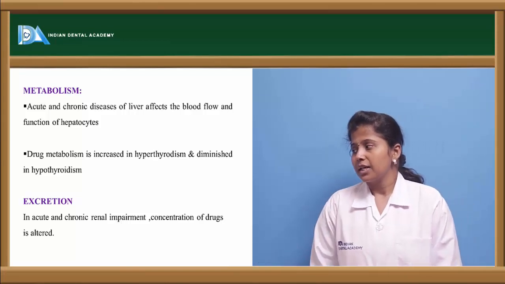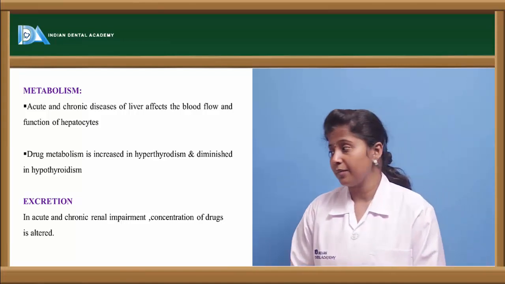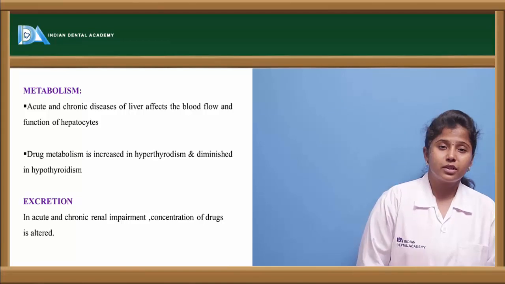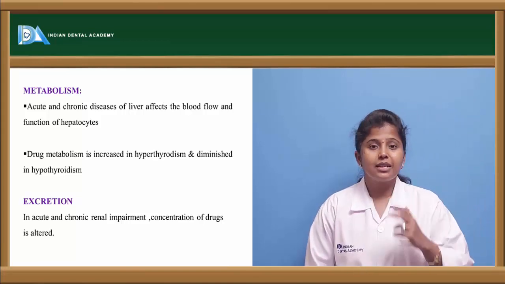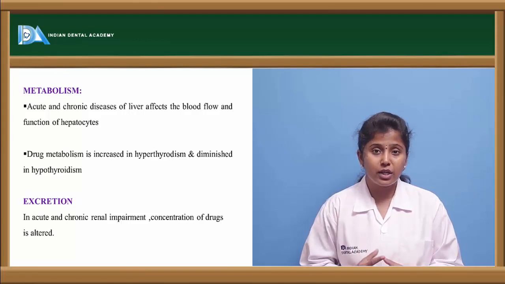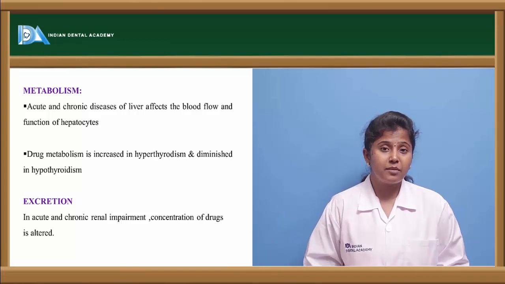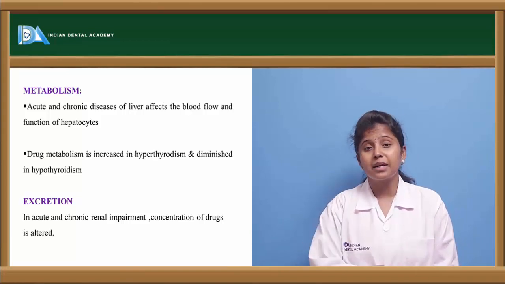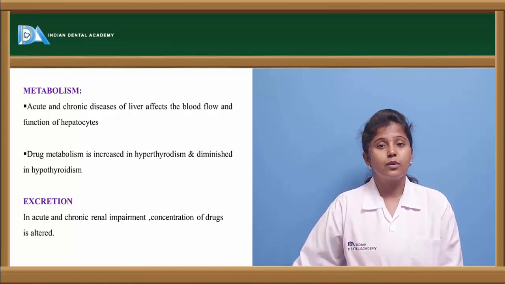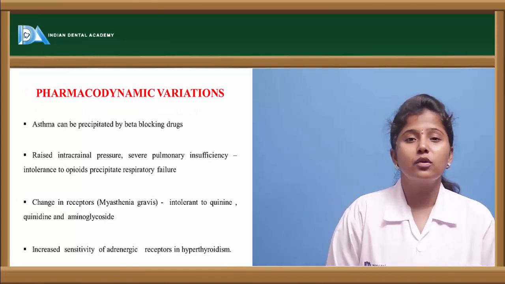And if we see excretion, how the response of the drug is affected, in acute and chronic renal impairment the concentration of the drug is altered. If there is any impairment or improper functioning in the body, then the rate at which the drug has to be eliminated will be decreased, or sometimes it may be increased, in the sense that the drug is eliminated out of the body without showing its therapeutic effect. The other thing is pharmacodynamic effects.